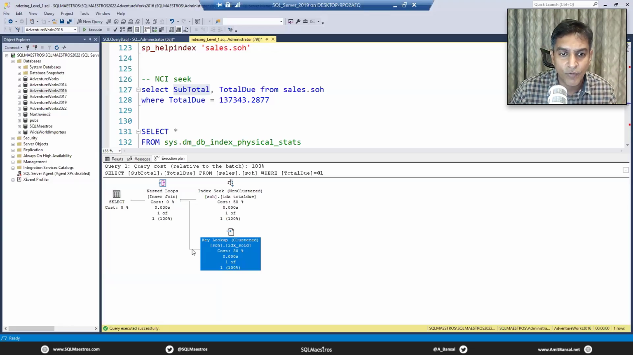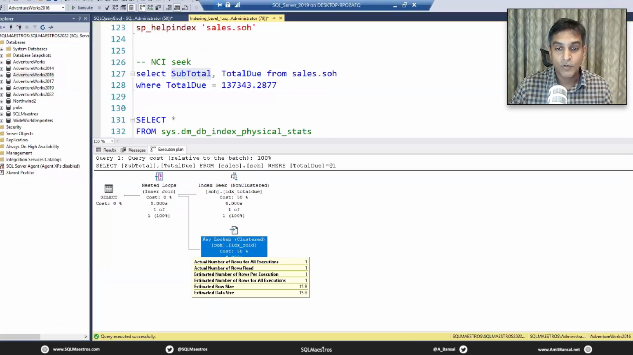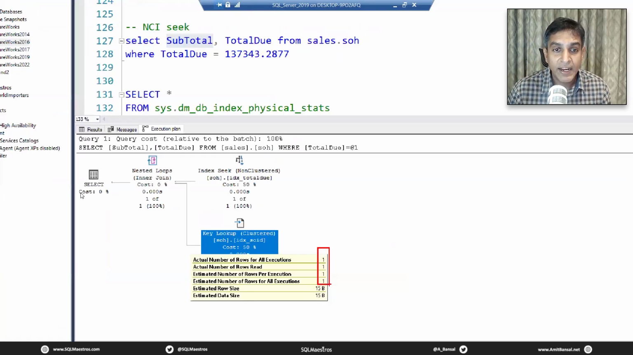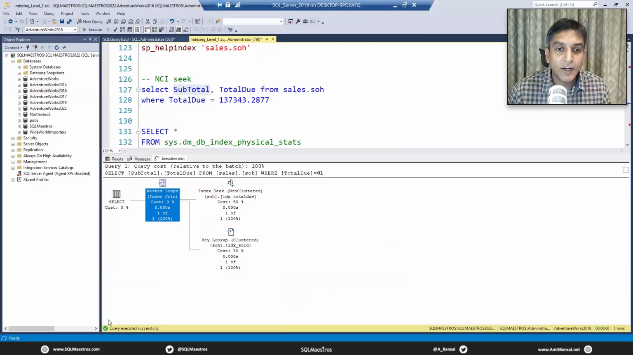So if we take the cursor over here, wow, spot on. Here also you can see estimation and actual as 1. Okay, so what did you get? That one matching record. And then using this nested loop operator, it says inner join. Well, you didn't ask for any join, right? You were just fetching data from a single table.